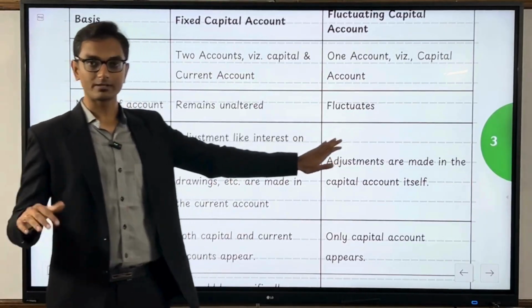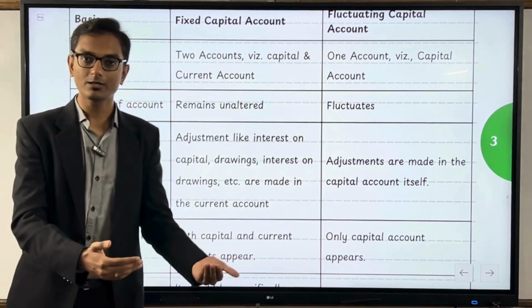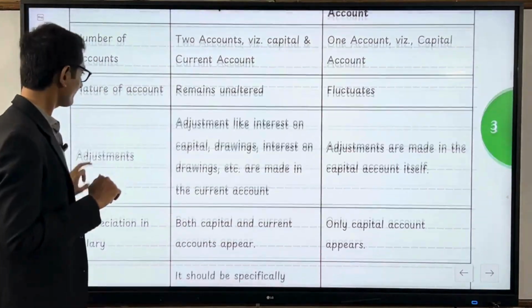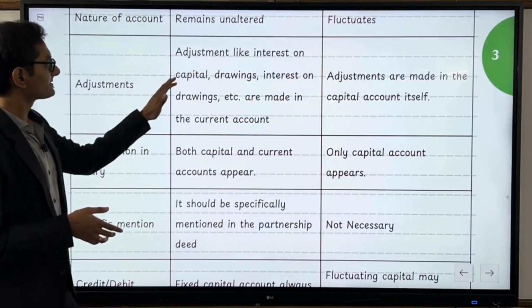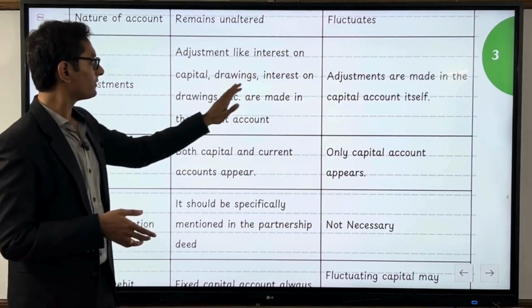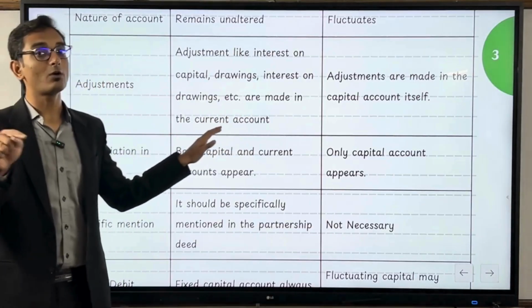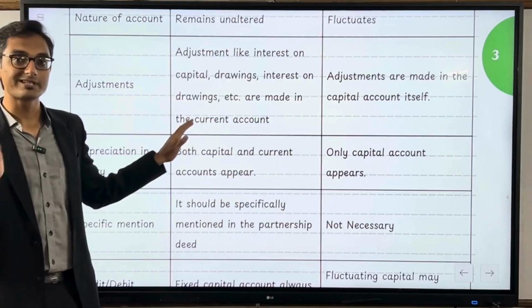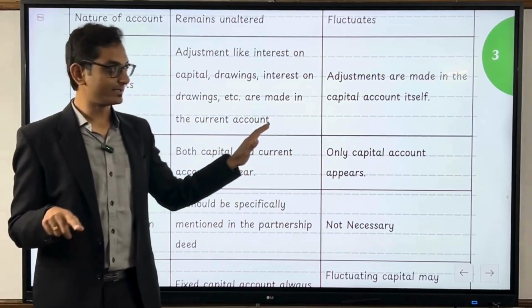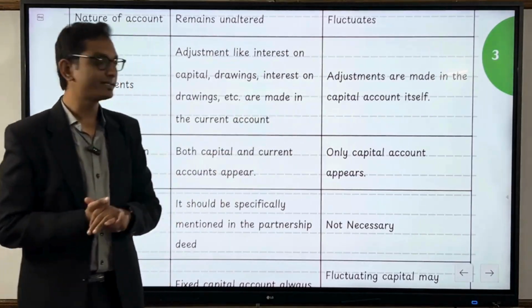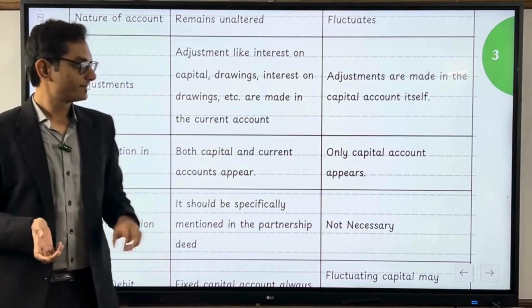It may fluctuate, the opening capital will be different and the closing capital will change every year. What adjustments will come? Adjustments like interest on capital, interest on drawing, etc. are made in the current account and not in the capital account under the fixed capital method. While under the fluctuating capital method, adjustments are made in the capital account itself, right?